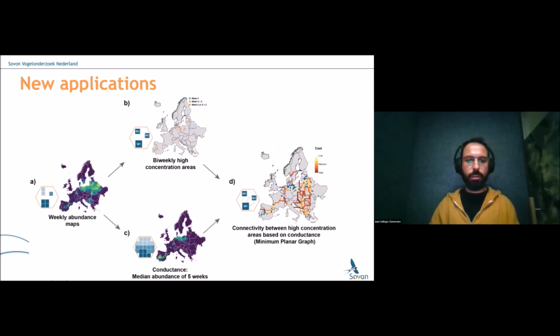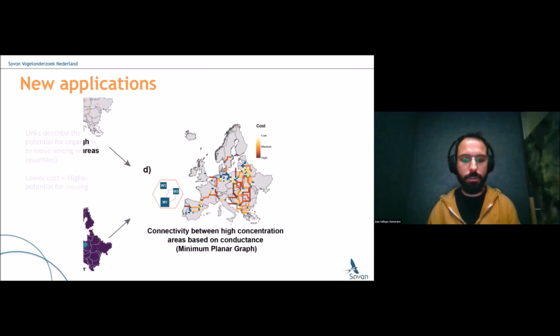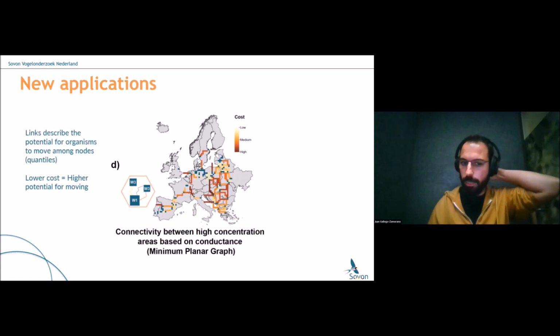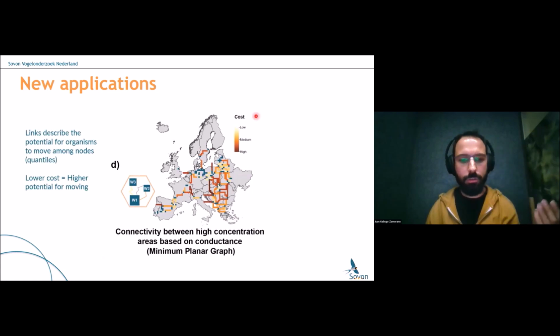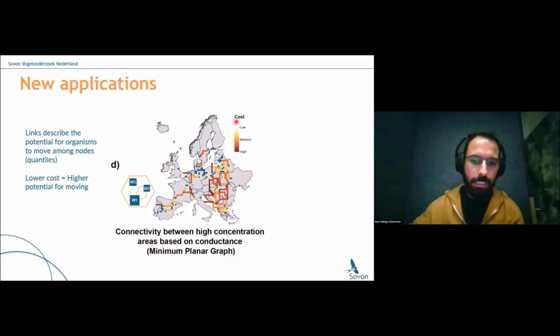And thanks to that, we can also apply a connectivity model. In this case, we applied a minimum planar graph model, but you can also apply a least cost path model or any type of model. And thanks to this model, we can see the pathways that are likely to be used by the birds at a certain time of the year.